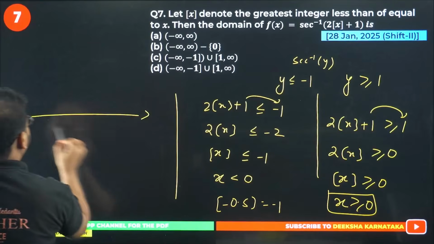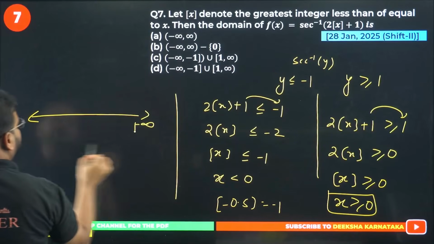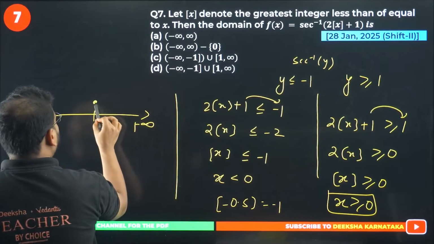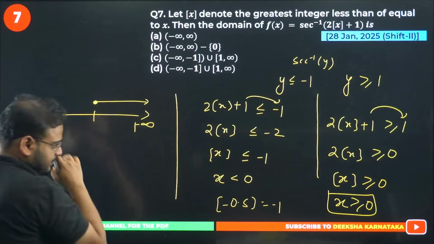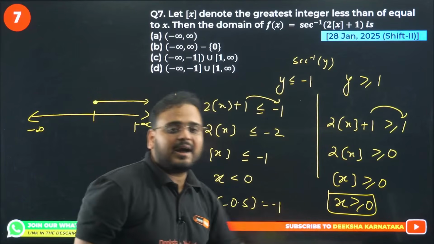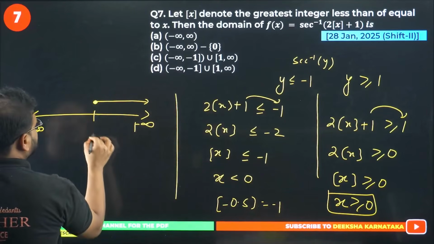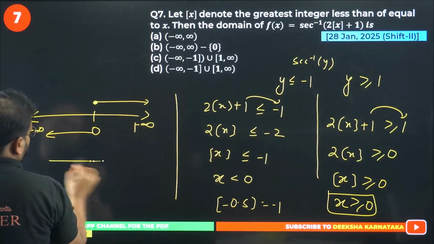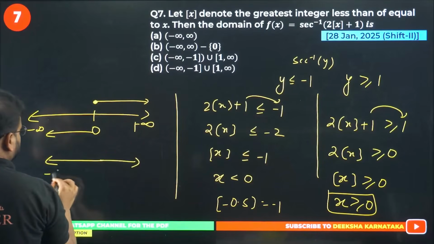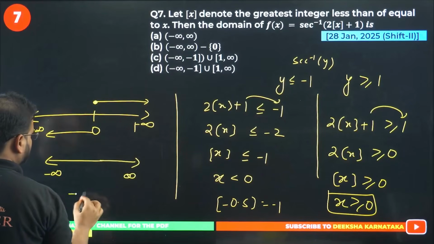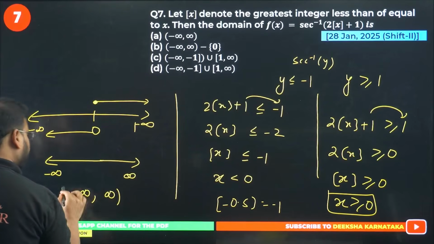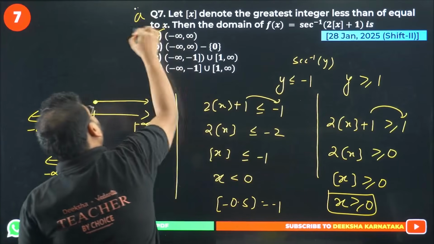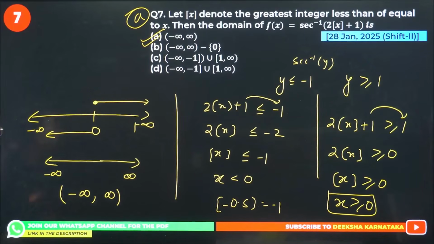This is your number line. Plus infinity, minus infinity, 0. First part said include 0 and the greater side. The second part says exclude 0 and on this side. If you combine together, what do you get? This to this. What is the answer going to be? Negative infinity to positive infinity. Option A is correct, sir.